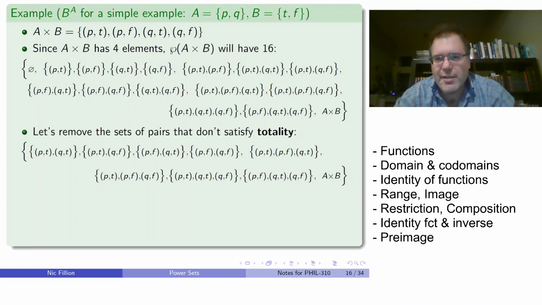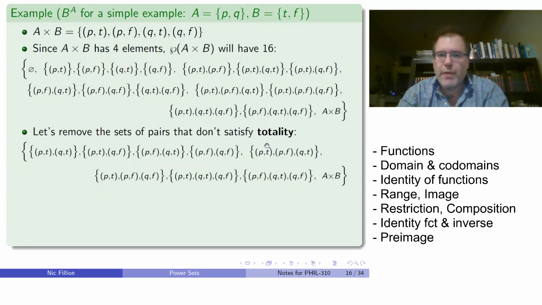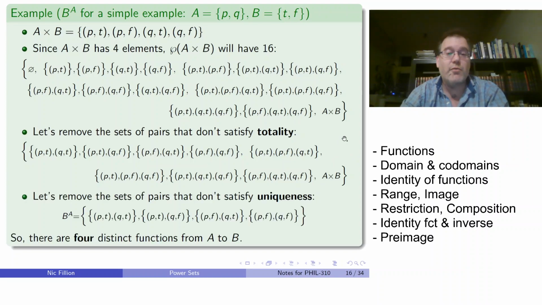relations that satisfy totality. But not all of them are going to satisfy uniqueness, right? So we want to see if there are sets for which one of the members of the domain is associated with 2 different elements of the codomain. We see here that one, right? P, T, P, F. It's associating P with both T and F, out. In fact, all of those with 3 or 4 elements are going to be out as well.